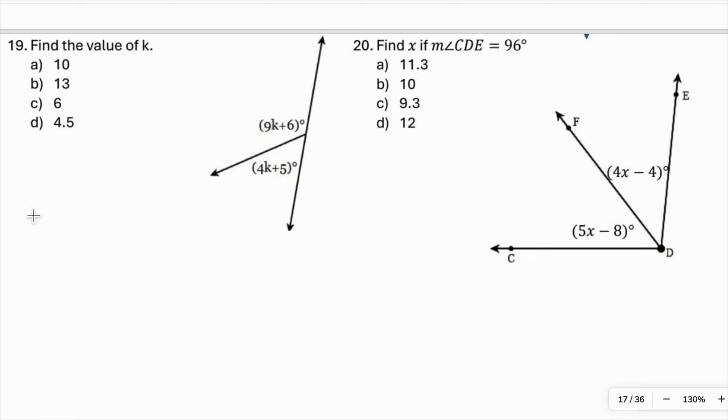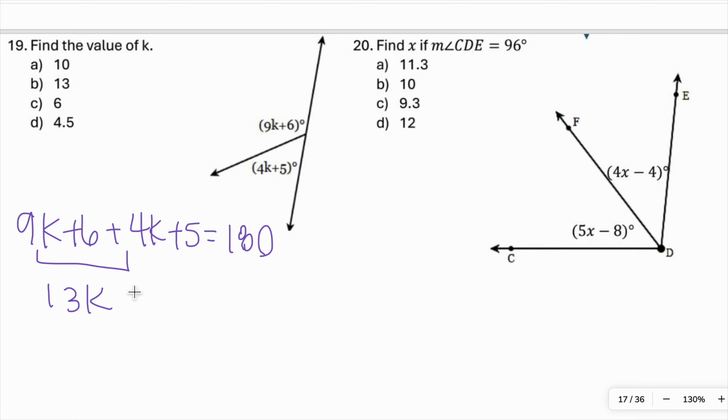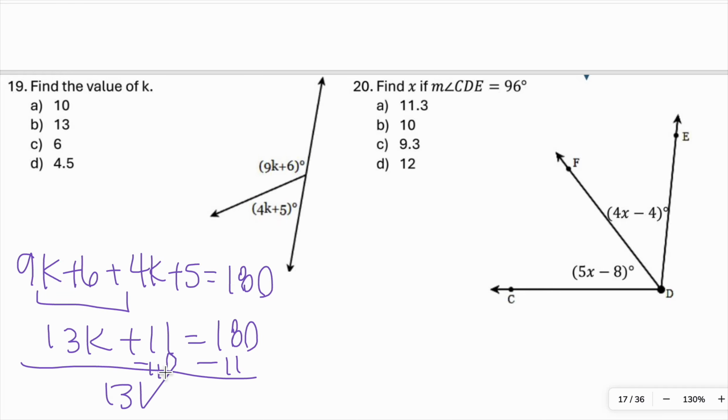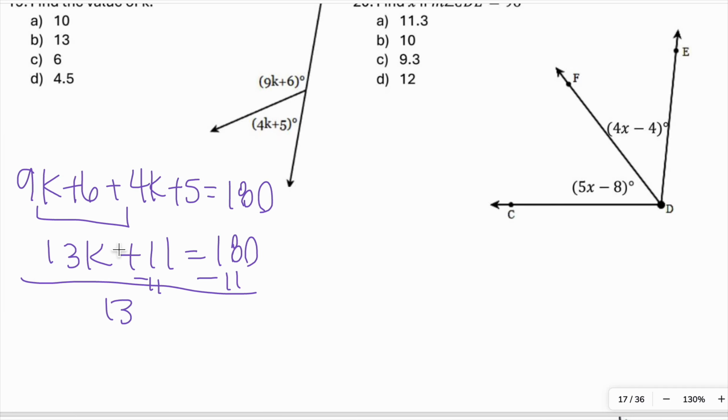19, those are another linear pair, so I'm going to take 9k plus 6, and add that to 4k plus 5, set it equal to 180. 9k and 4k is 13k, 6 and 5 is 11. Subtracting 11 from both sides, I get 13k is equal to 180 minus 11, that's going to give me 169, so k is equal to 13. Because 169 divided by 13 is 13, okay?